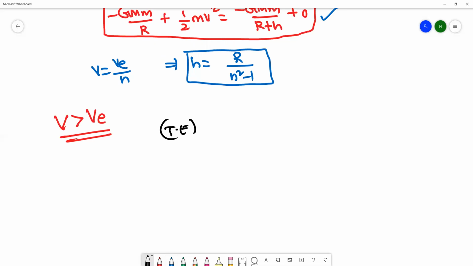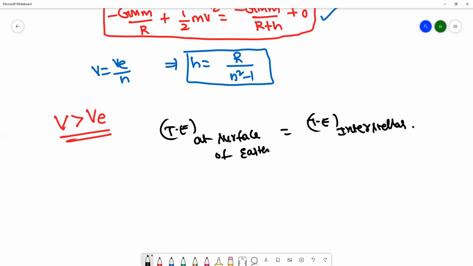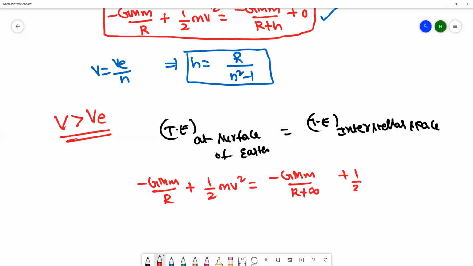So total energy at the surface of Earth is equal to total energy in interstellar space. The total energy at the surface of the Earth: minus GMm divided by R potential energy plus half mv square is equal to the energy when the body reaches interstellar space, that means the maximum, infinite height. So minus GMm by R plus height, which will be infinity, plus half into m into v infinite square.